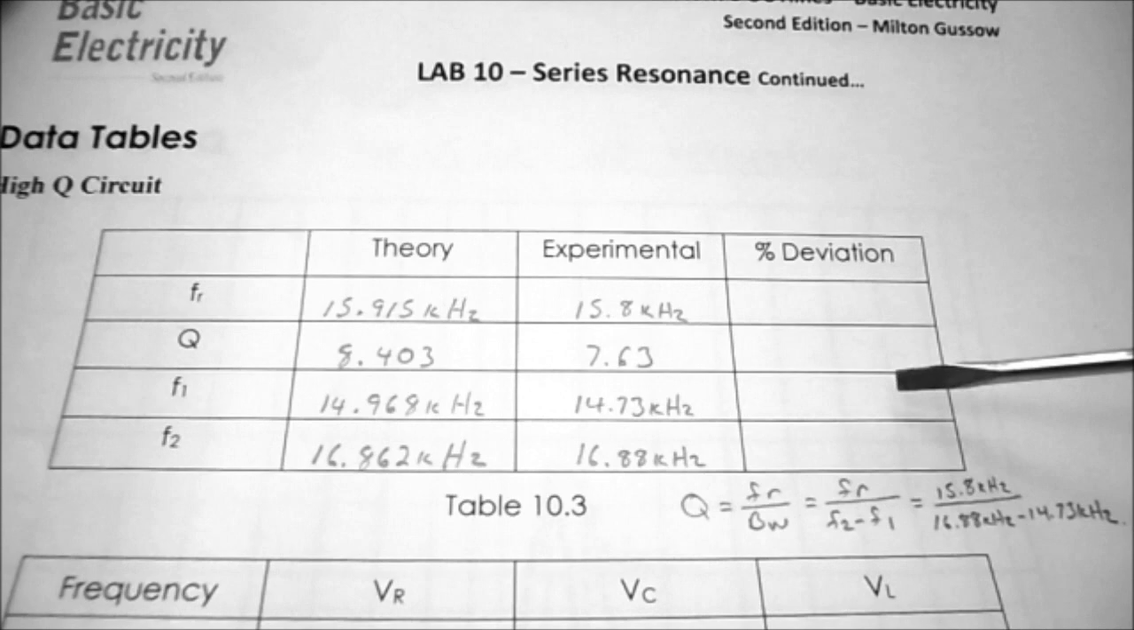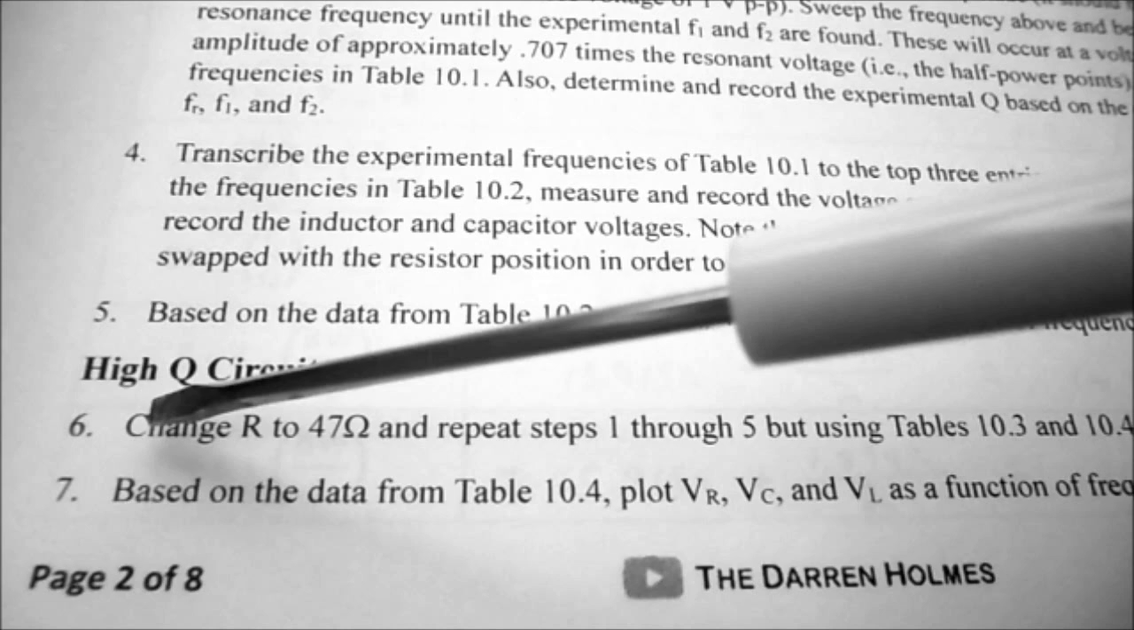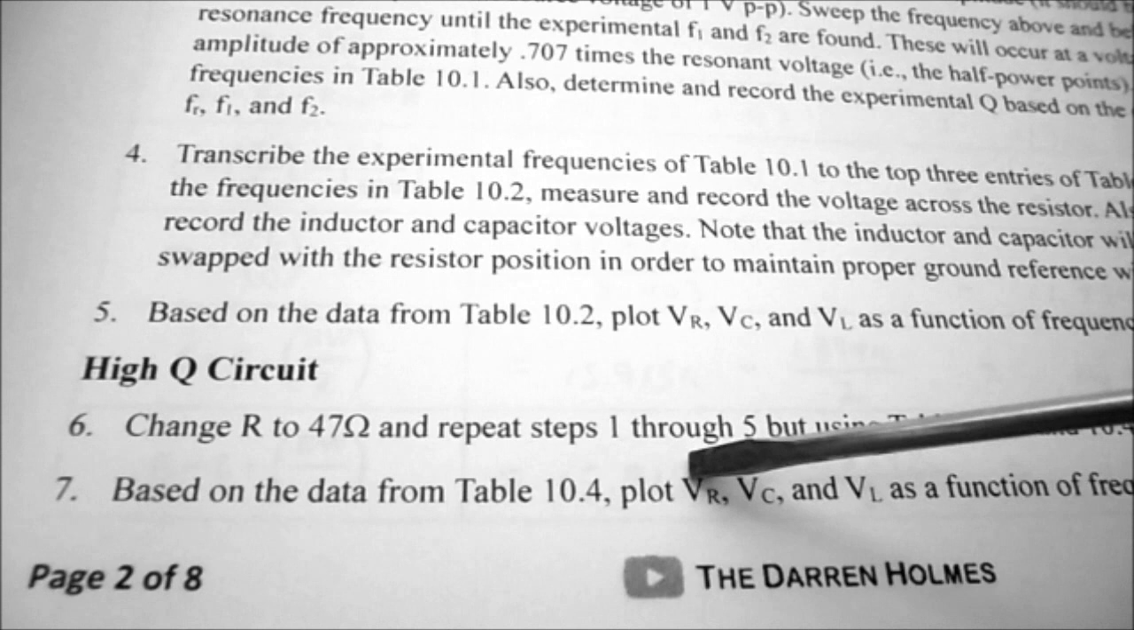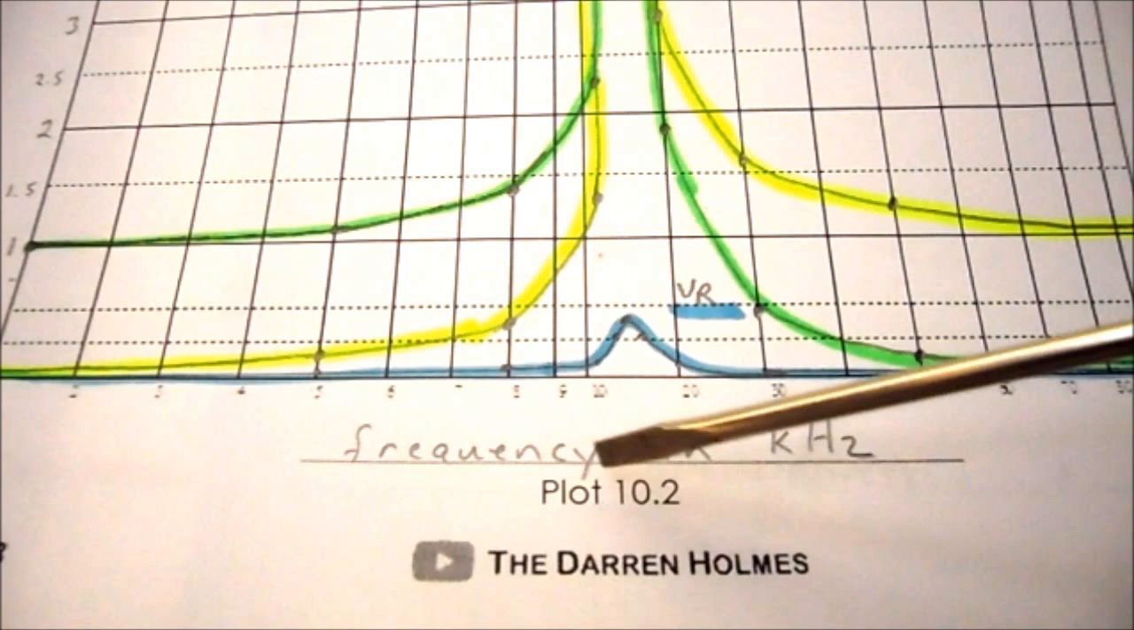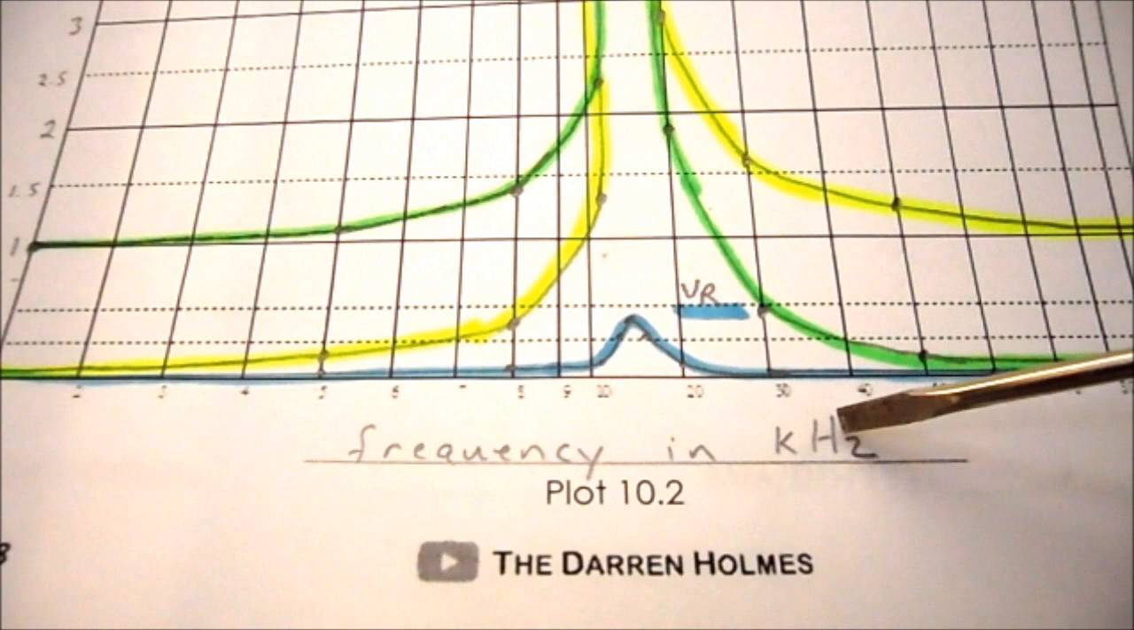So for the high Q circuit, under procedure step number 7, it says based on the data from table 10.4, plot VR, VC, and VL as a function of frequency on plot 10.2. So on plot 10.2, I've labeled the horizontal axes as frequency in kilohertz. And once again, we're going to be using semi-log graph paper.